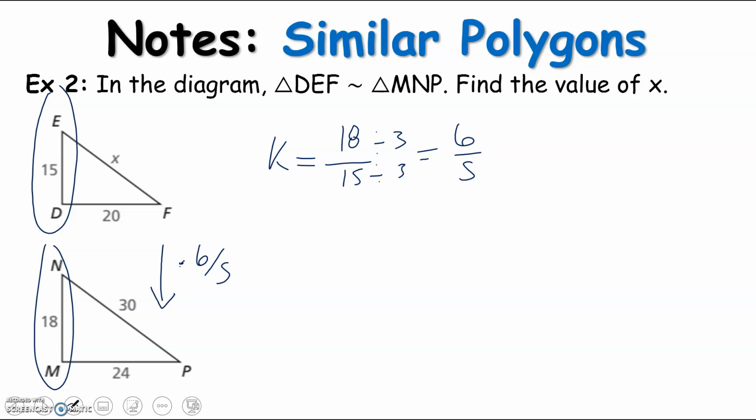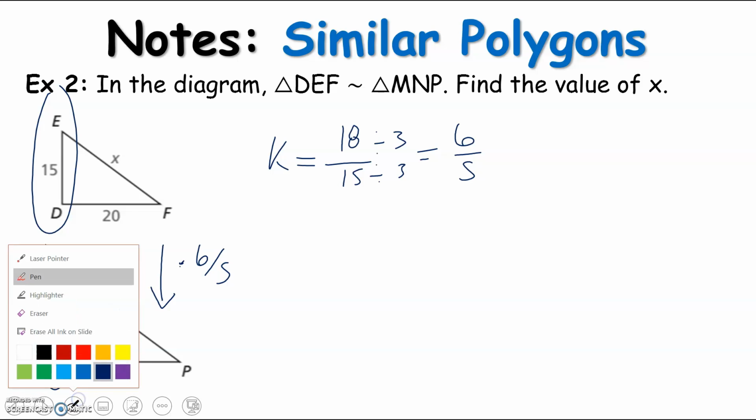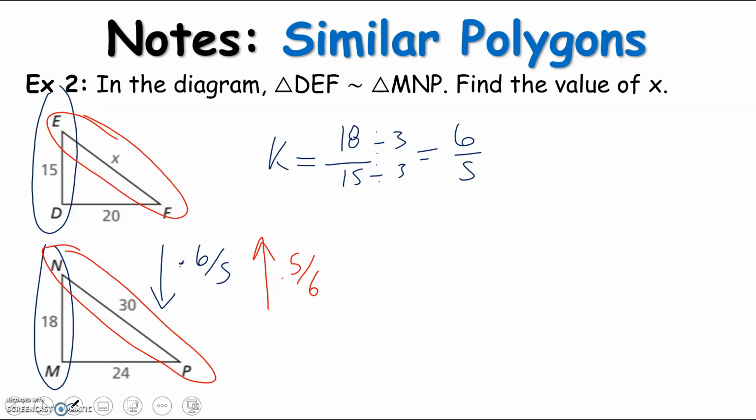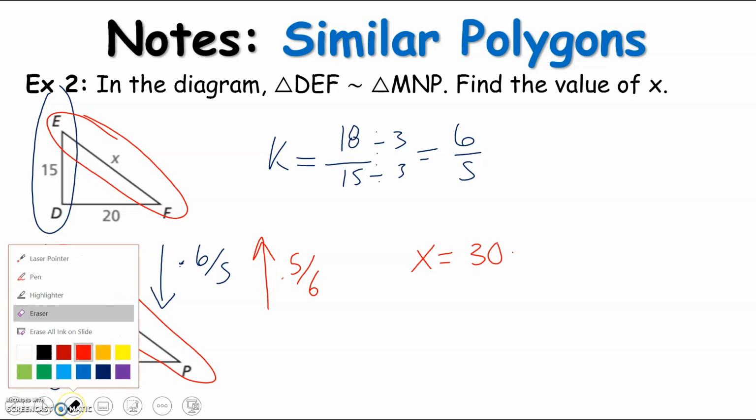Now note in this situation, if I go from the top triangle to the bottom, I have to multiply by 6/5. So if I'd like to reverse that, I'm going to multiply by its reciprocal, so 5/6. So I want to know what X is, and I know that X corresponds to that in P, or 30. So in order to get X, I'm going to take 30, and I'm going to multiply by our 5/6, because we're going in the opposite order here.